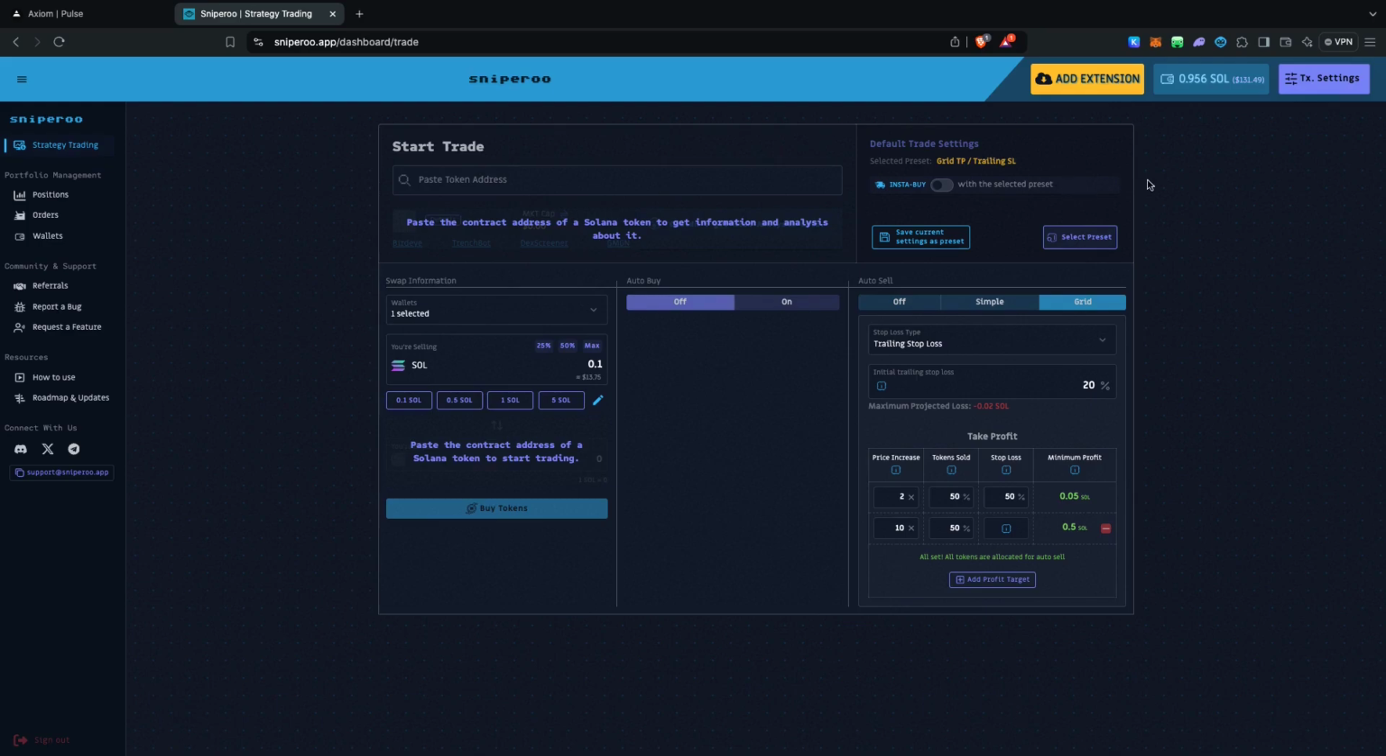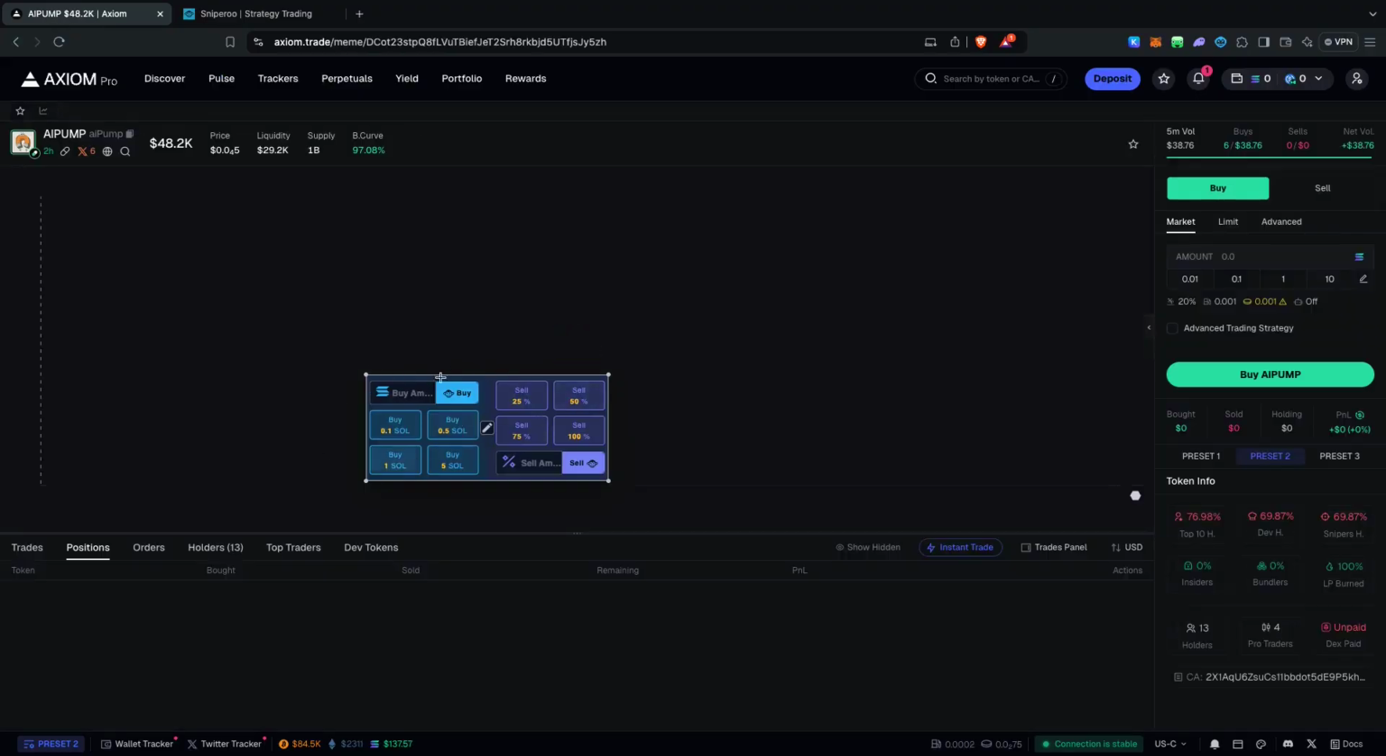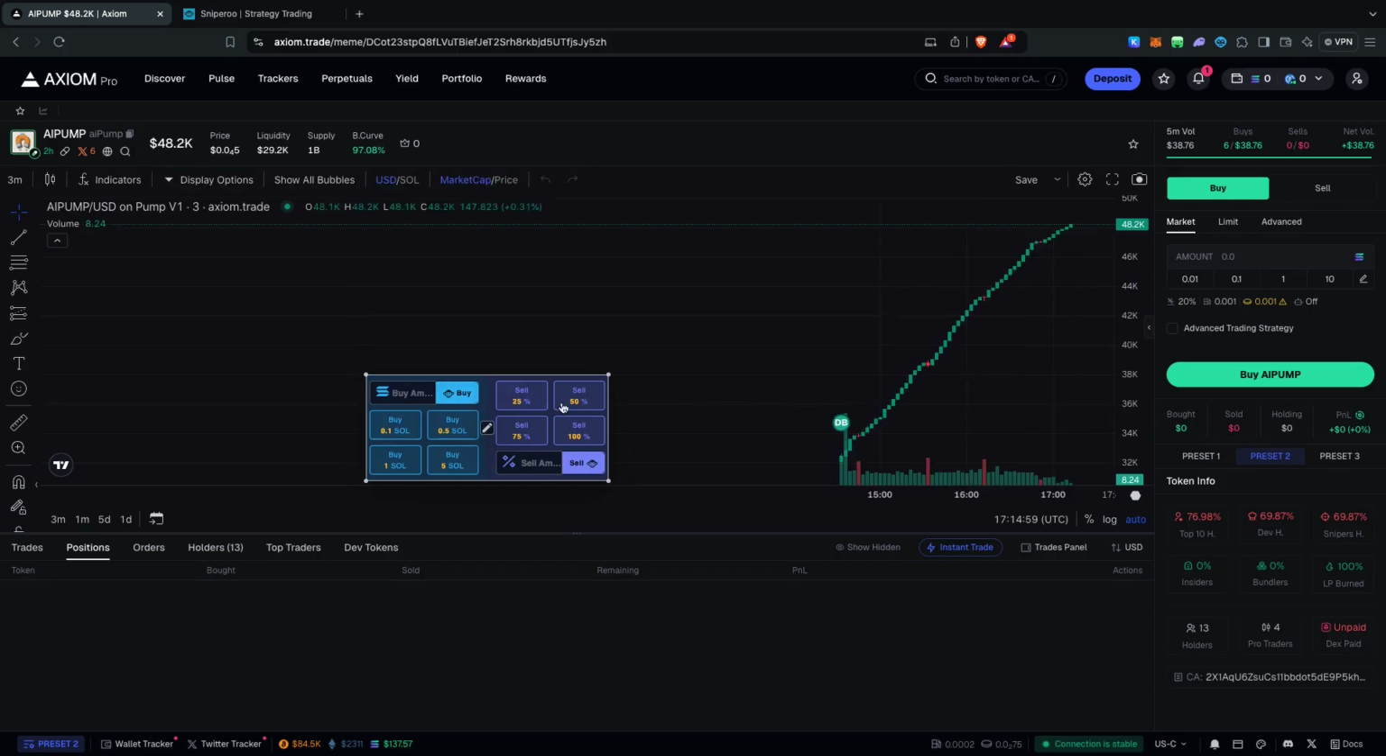So basically this trading bot is going to be incorporated in your browser. This means when you click on Axiom, it's going to be right there with you. So this blue feature right over here is for SNIPEROO. So it's going to be in browser, and you are going to be putting your funds in SNIPEROO.